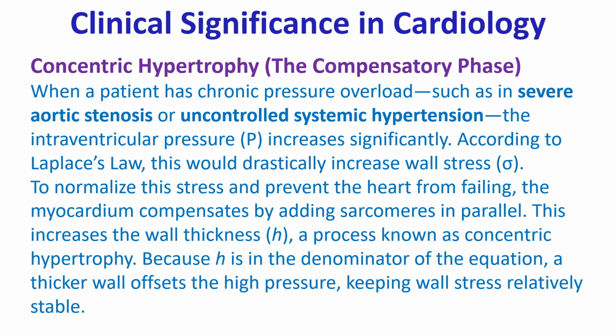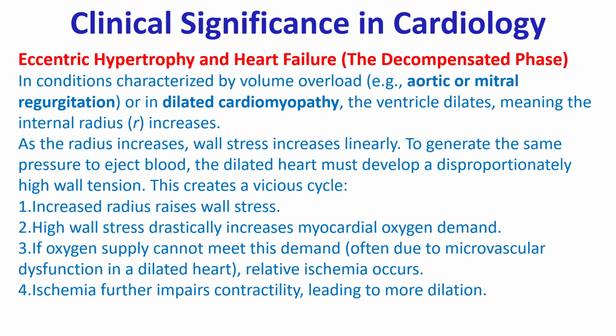To normalize this stress and prevent the heart from failing, the myocardium compensates by adding sarcomeres in parallel. This increases the wall thickness H, a process known as concentric hypertrophy. Because H is in the denominator of the equation, a thicker wall offsets the high pressure, keeping wall stress relatively stable.